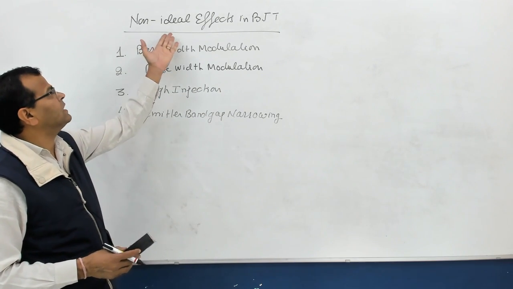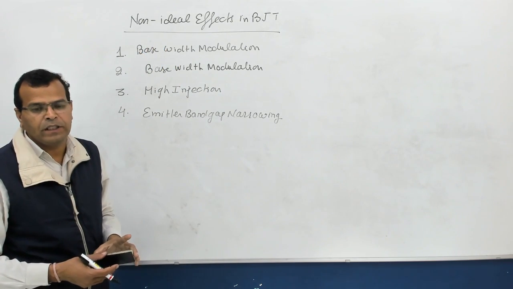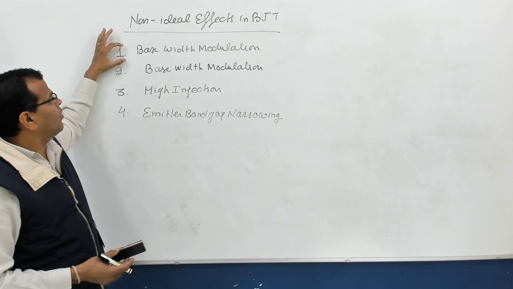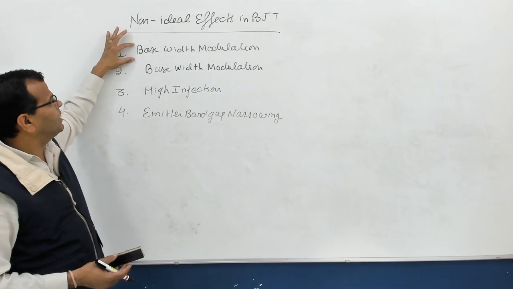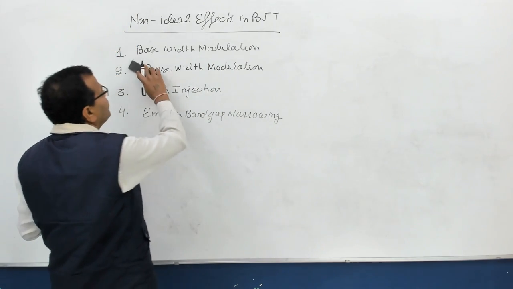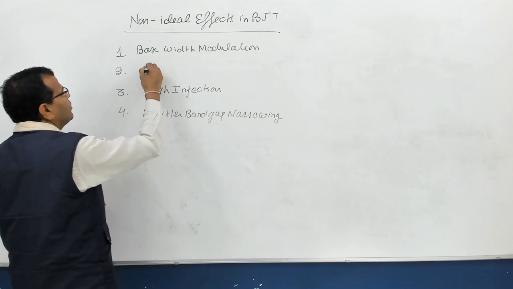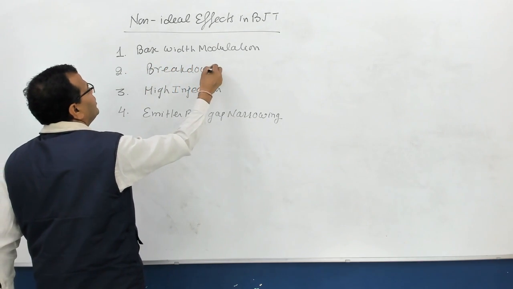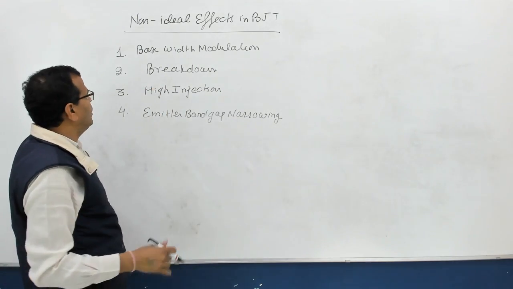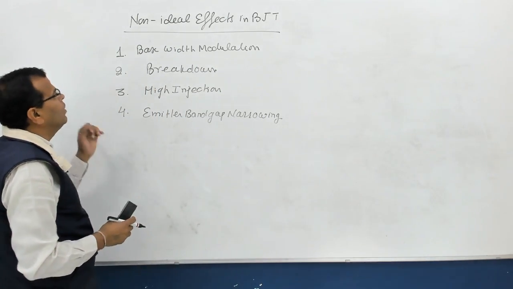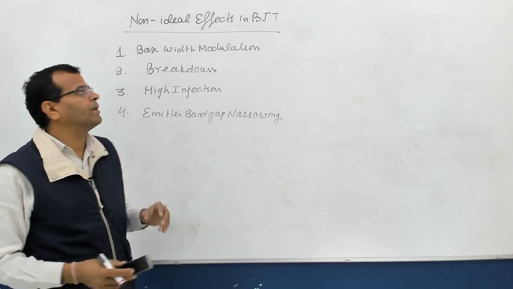Now we will discuss the non-ideal effects of BJT. In this topic we will talk about 4 different subtopics. First, base width modulation, second, breakdown at the emitter junction, third, breakdown at the collector junction, and fourth, emitter band gap narrowing. So these are the 4 different topics I will be discussing.